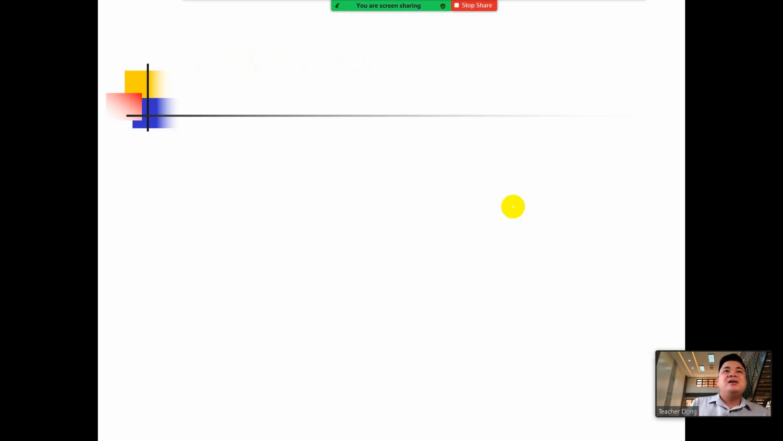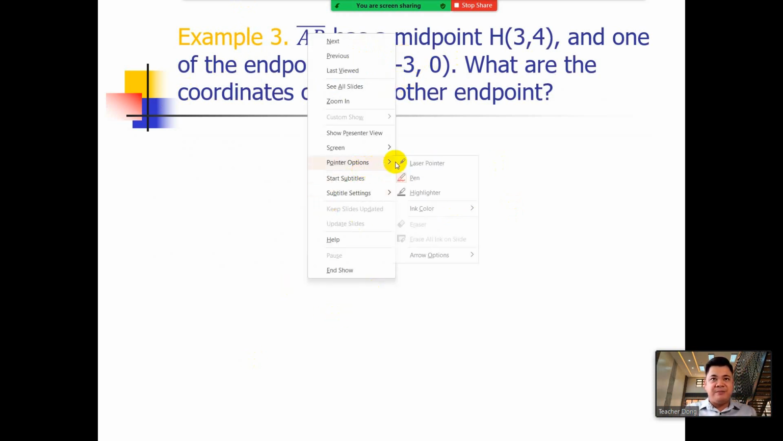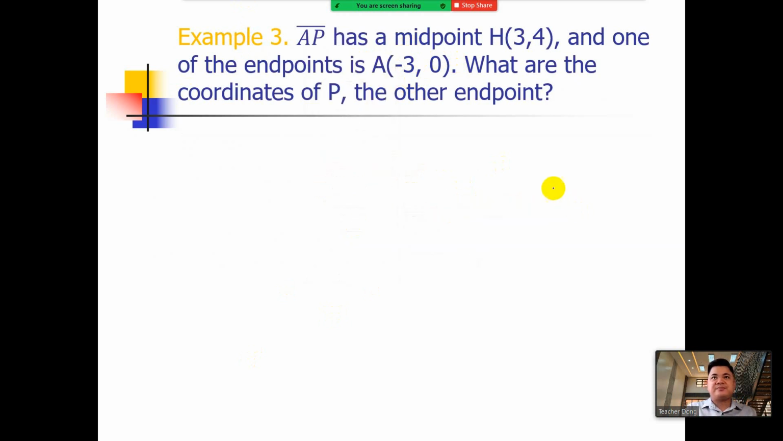Now, let's proceed to example number 3. As you can see, this is quite a different example because the midpoint is given. Let's read the problem. Segment AP has a midpoint of point H (3, 4) and one of the endpoints is A (negative 3, 0). What are the coordinates of P, the other endpoint?